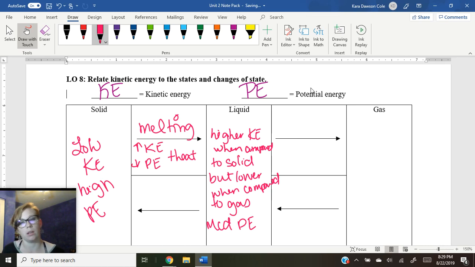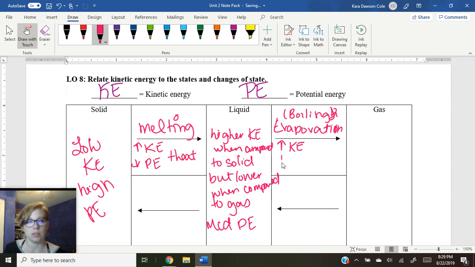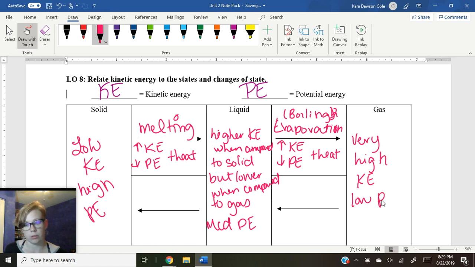as we go from a liquid to a gas, we're evaporating. Evaporation. We could also say boiling here, because boiling is kind of the same thing. Okay. And again, here we're increasing our kinetic energy, decreasing our potential energy, and we're adding heat. Gases have very high kinetic energy and very low potential energy.